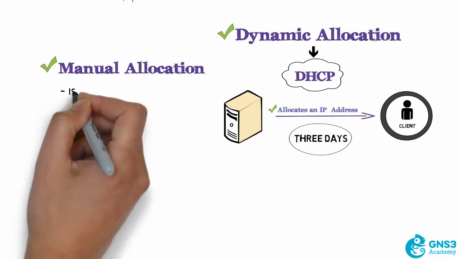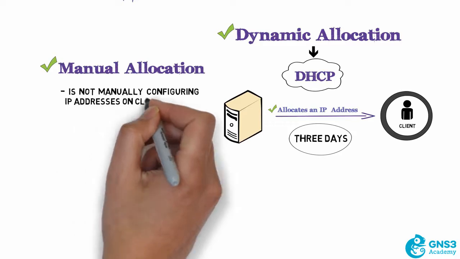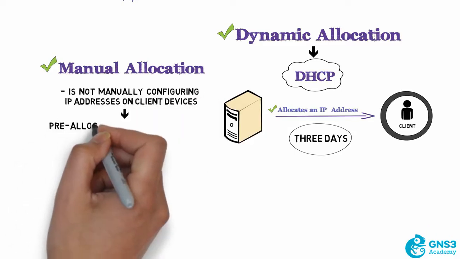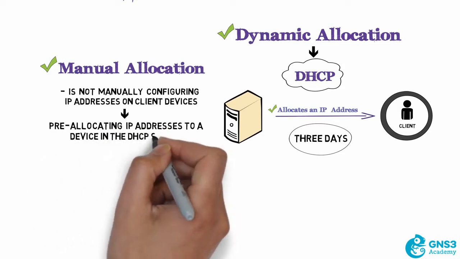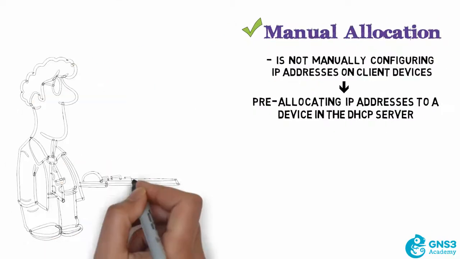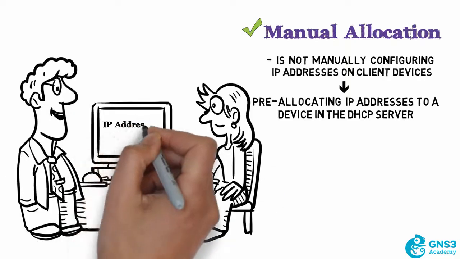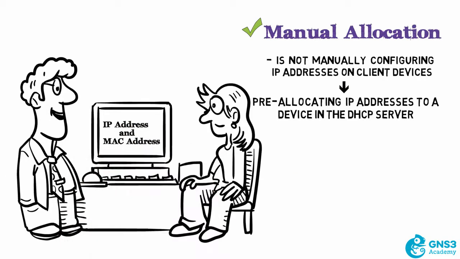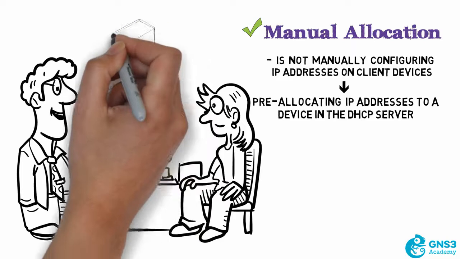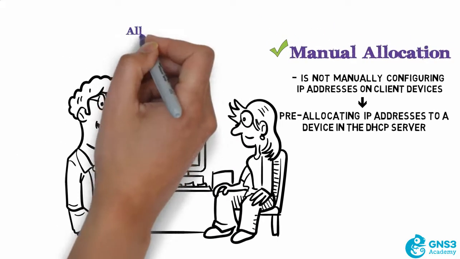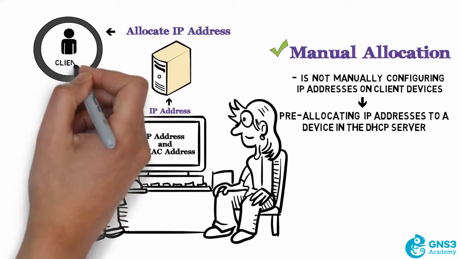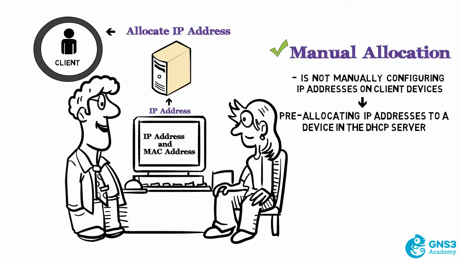Manual allocation is not manually configuring IP addresses on client devices. What you're doing here is pre-allocating IP addresses to a device in the DHCP server. So you as the administrator would statically define a mapping between an IP address and MAC address in the DHCP pool, for example. So when the device with a specific MAC address requests an IP address from the DHCP server, it is going to allocate the IP address to the client as you specified. The server is simply conveying the assigned IP address to the client.